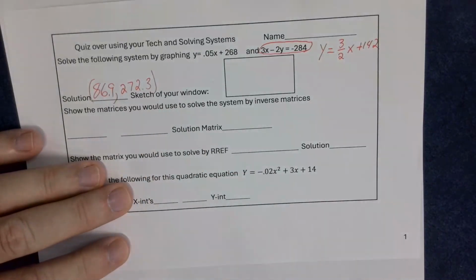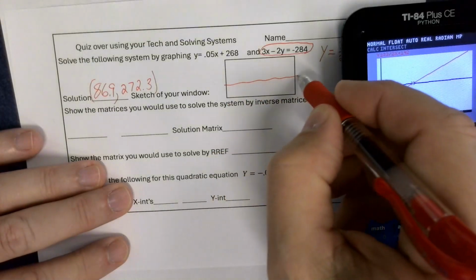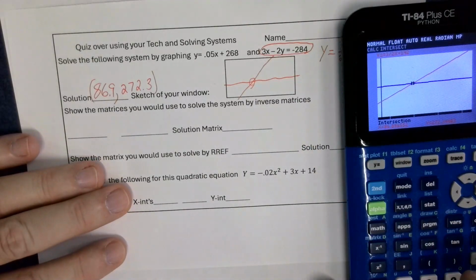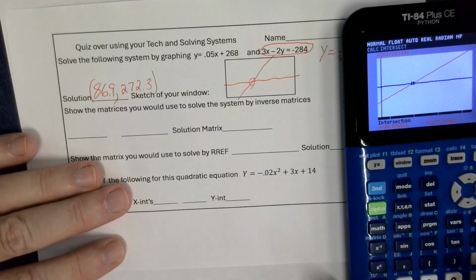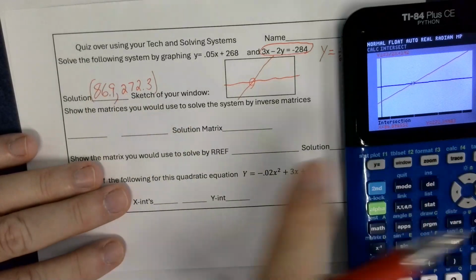You can see a little sketch of my window, as I had one line that was really flat and one line that was kind of coming up like this. And that's all I need to see from you. And it could be different for different people because the windows can be all different. The solution has to be the same, but the window can be different.